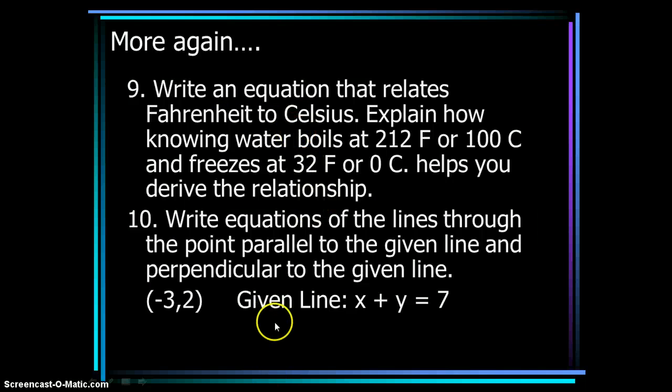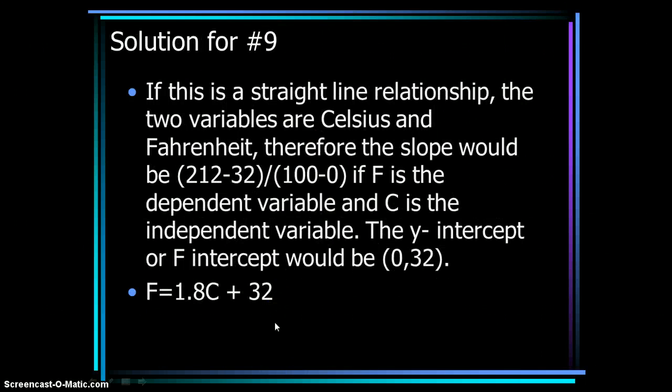So the correct answer here is, here's how we set up for slope. The correct answer comes out to be F equals 1.8, or 9/5, same thing, C plus 32. Our y-intercept we know is 32 because x is 0, so it must cross the y-axis, or the F-axis if you will, at 32.